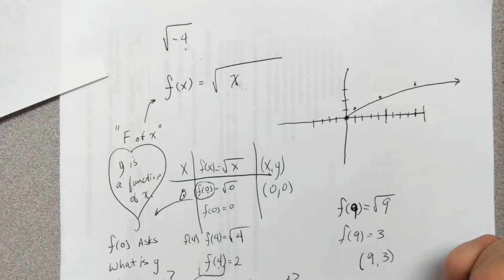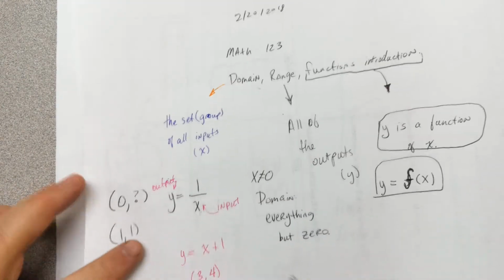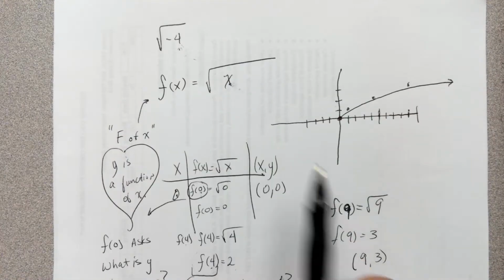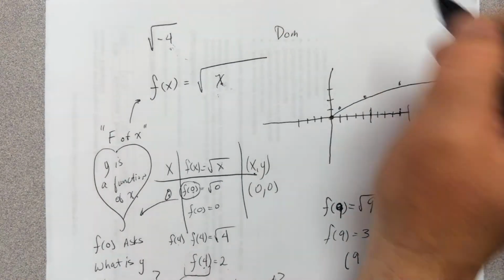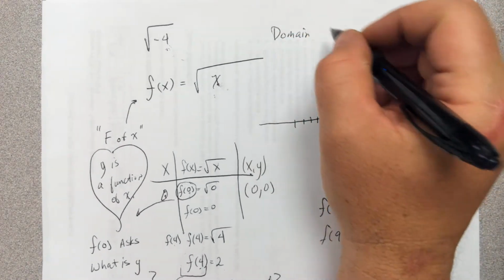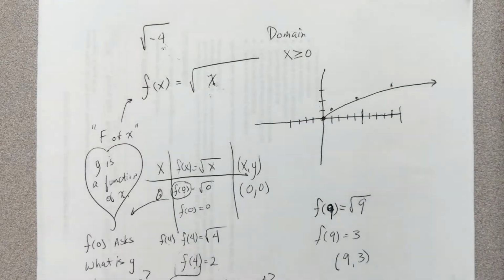Do you see how that's related to domain? Domain is all of the possible inputs. It's all of the possible x's. So for this one, the domain, we can see that, is x is greater than or equal to 0. You could write that out in words if you wanted. It's 0 and anything bigger. 0 to infinity, all kinds of ways you can say it.